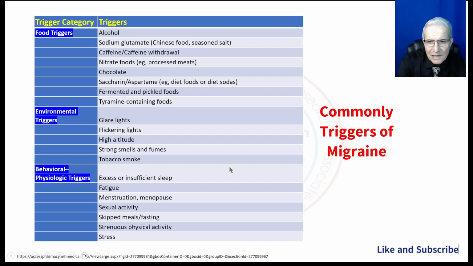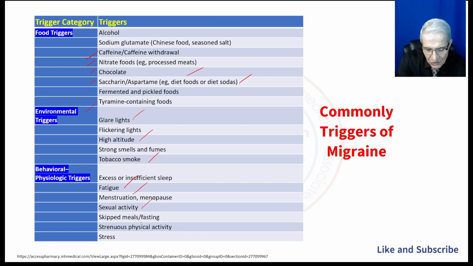Okay, here in this slide, in this section, we can see the trigger categories and the triggers. The patient may suffer from a trigger related to food, or the environment, or psychological factors. For example, here you can see caffeine, nitrates in some processed foods, chocolates, some saccharin, aspartame in diet soda and diet food, tyramine, light, altitude. We have tobacco, fatigue, menstruation, sexual activity.